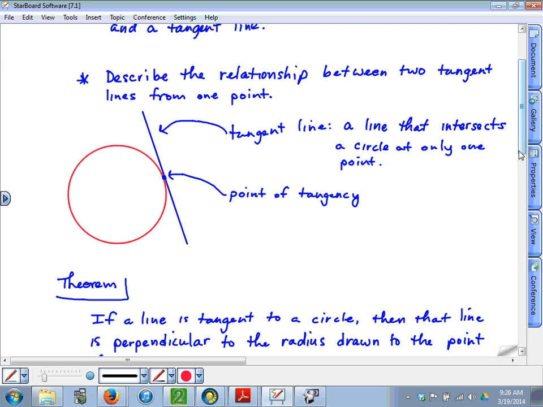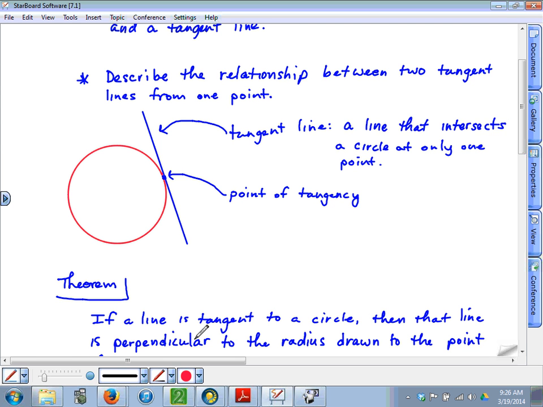If a line is tangent to a circle, let's stop here. What does it mean for a line to be tangent to a circle? Touching it only on the outer edge at one point. That's what it means for a line to be tangent. So if a line is tangent to a circle, oh boy, here's a big word. Perpendicular.